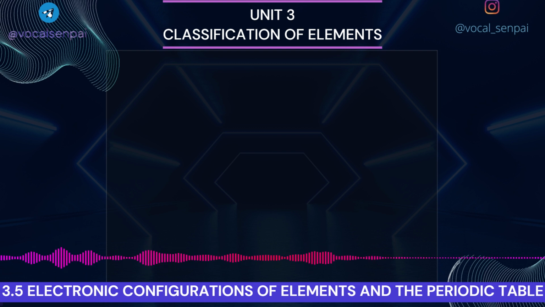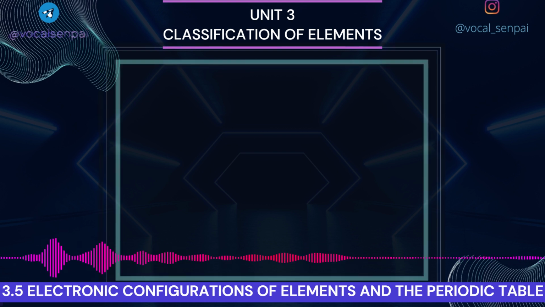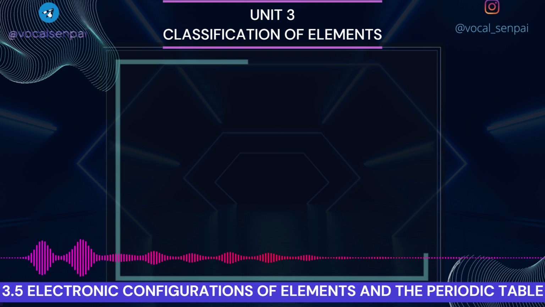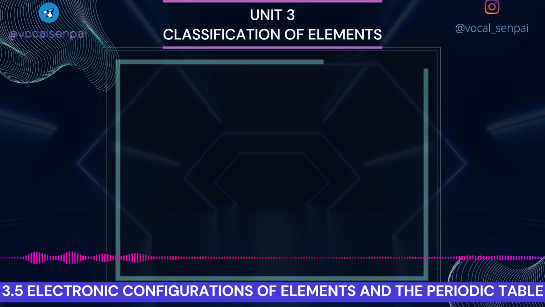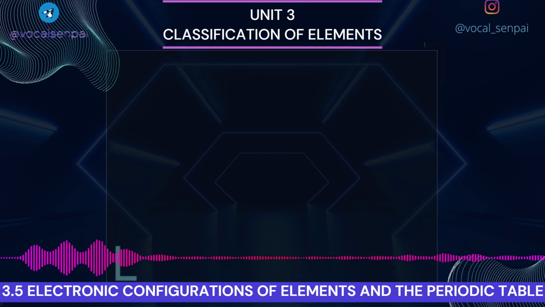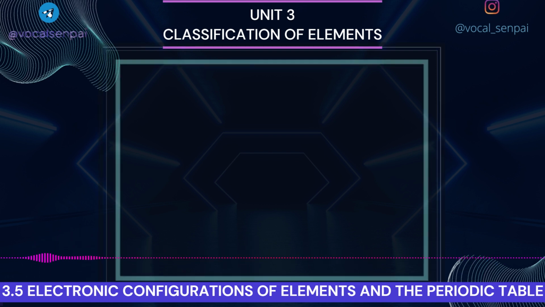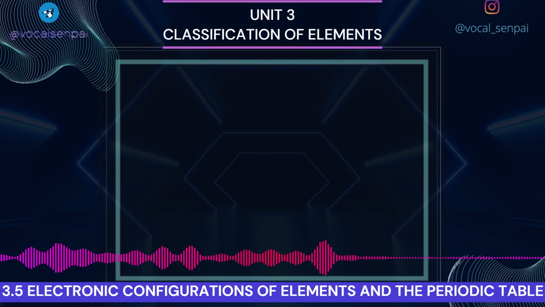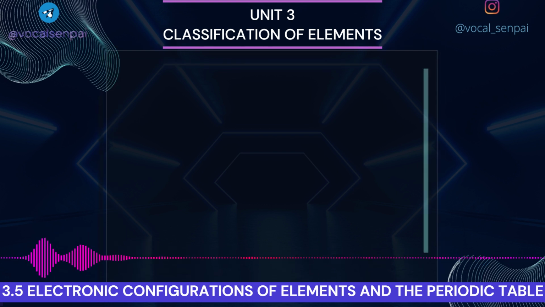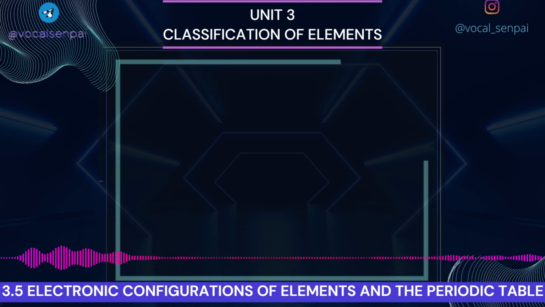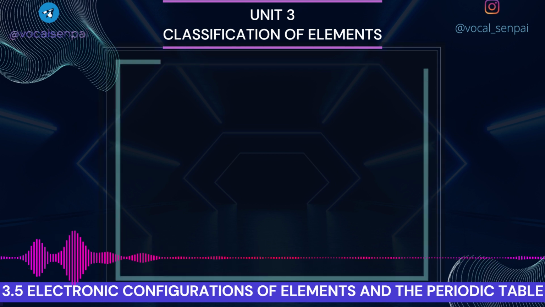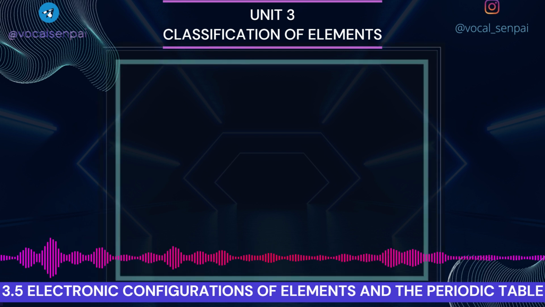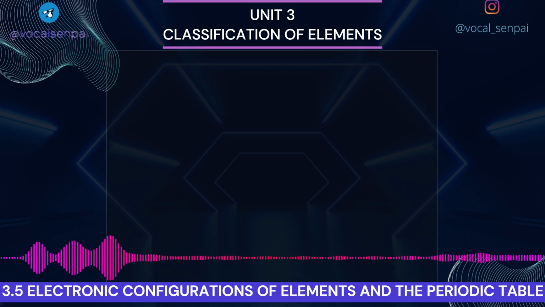3.5 Electronic configurations of elements and the periodic table. In the preceding unit, we have learnt that an electron in an atom is characterized by a set of 4 quantum numbers, and the principal quantum number, n, defines the main energy level known as shell. We have also studied the filling of electrons into different subshells, also referred to as orbitals, s, p, d, f, in an atom. The distribution of electrons into orbitals of an atom is called its electronic configuration.